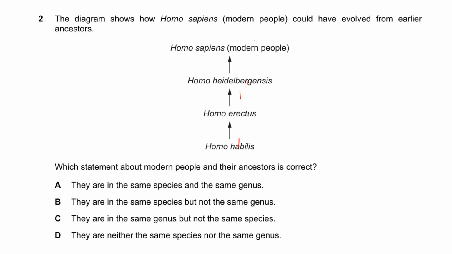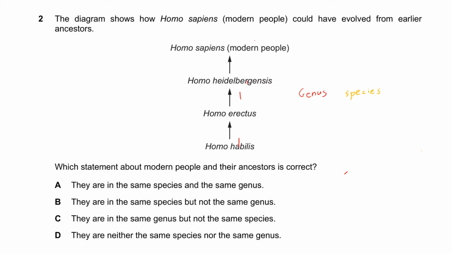Question 2 says the diagram shows how Homo sapiens could have evolved from earlier ancestors. Which statement about modern people and their ancestors is correct? So when given the binomial name of an organism, the first name is always the genus in capital letters, and then the second name is species in small letters, which is always either in italics or underlined.